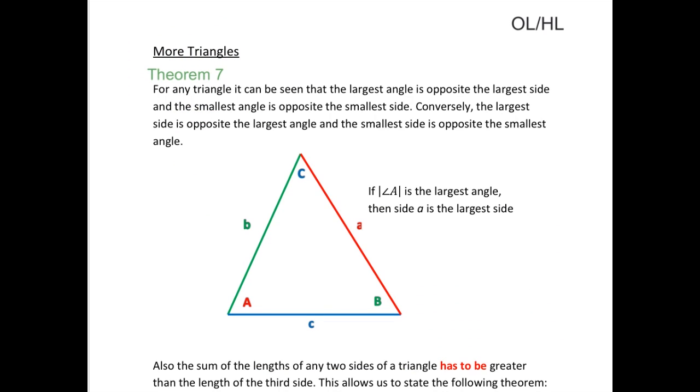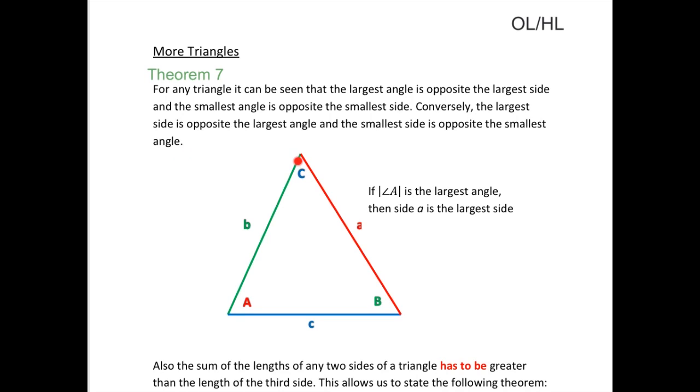In this video, we're going to take a look at two more theorems to do with triangles. The first is that for any triangle, it can be seen that the largest angle is opposite the largest side, and the smallest angle is opposite the smallest side. Conversely, the largest side is opposite the largest angle, and the smallest side is opposite the smallest angle.